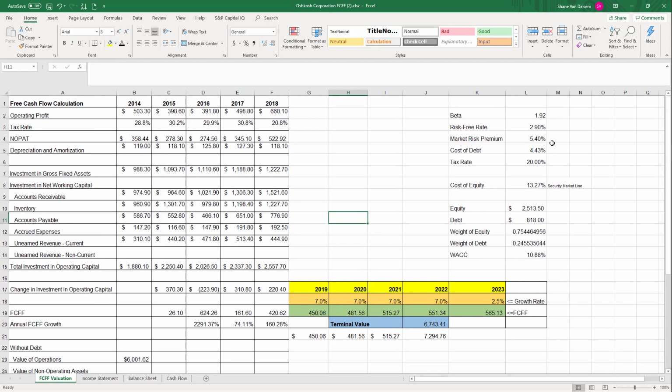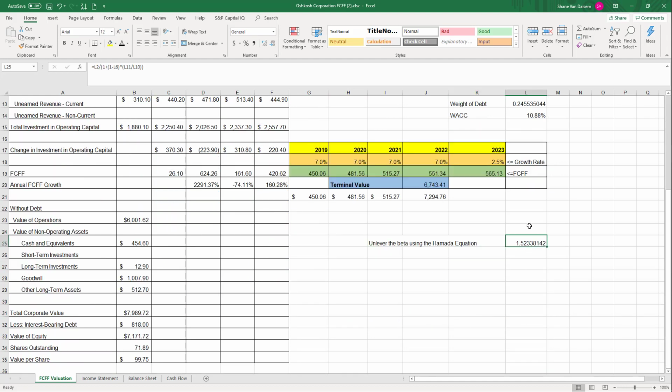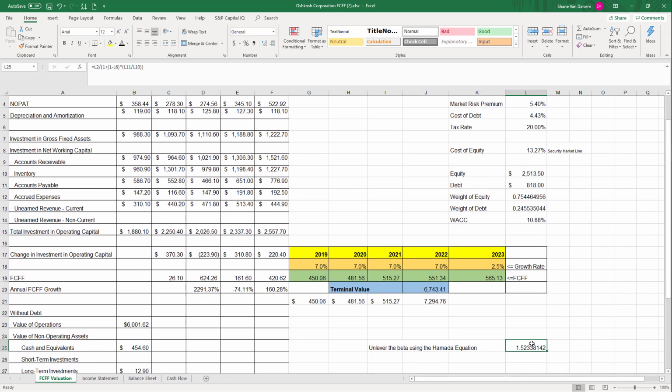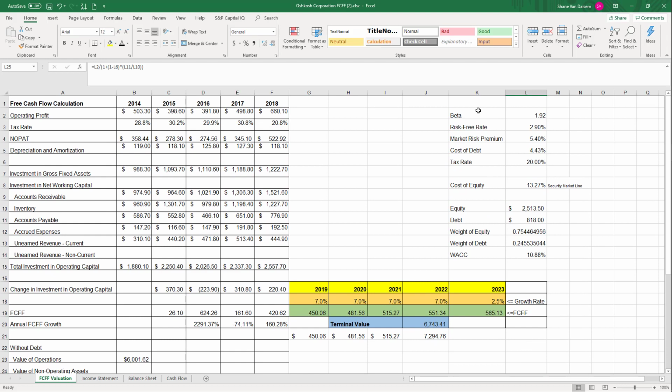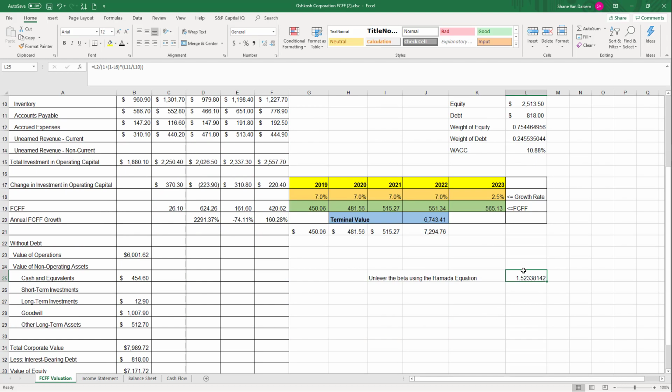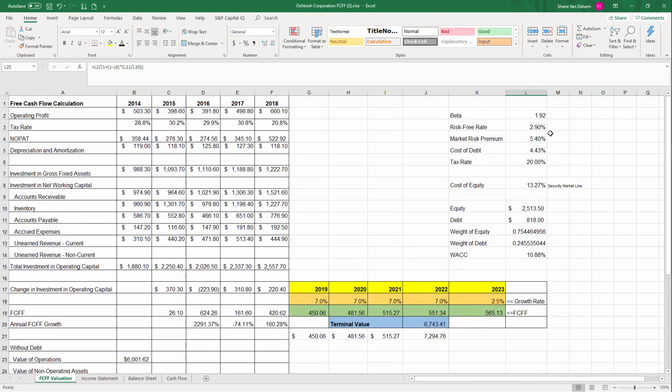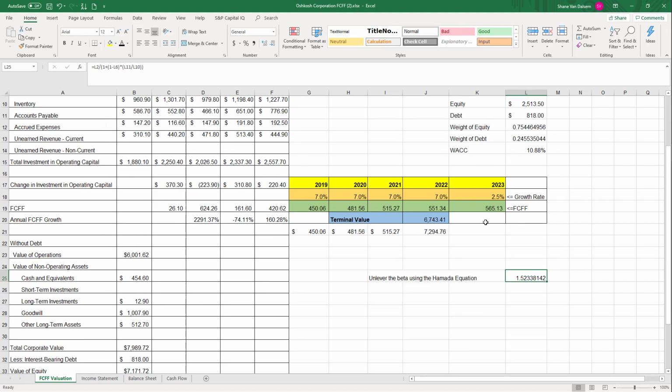of 1.52, and notice that it is smaller than the beta up here. So this is the levered beta, this is the unlevered beta, and the unlevered beta for a firm should always be less than the levered beta, the beta of the firm with debt and the beta of the firm without debt, unless the firm doesn't have any debt to begin with, and they're just the same beta. Okay. So now we're going to relever it using a different capital structure, and the capital structure we're going to use is 50% debt and 50% equity.